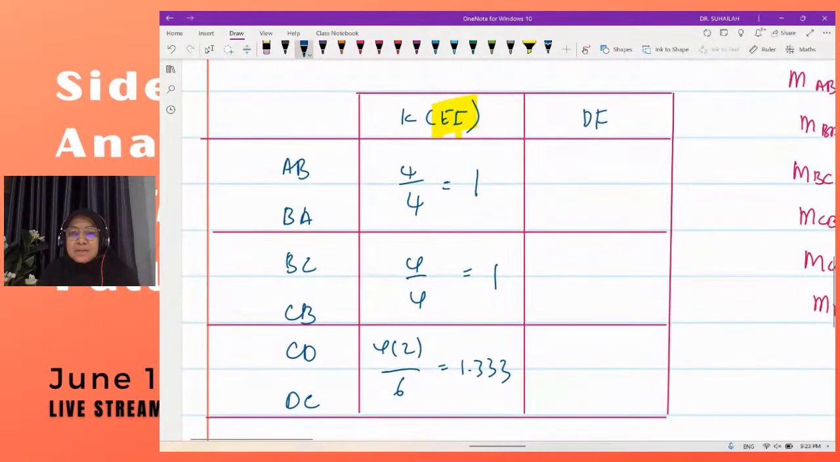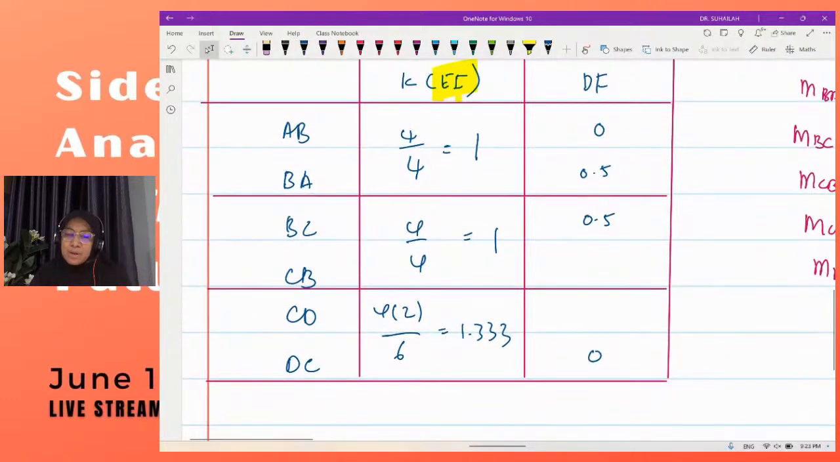Distribution factor. Okay, so AB is fixed, so it is 0 distribution factor. DC also fixed, 0 distribution factor. Okay, for BA and BC, since K for AB and K for BC is equal, so this is 0.5, 0.5.